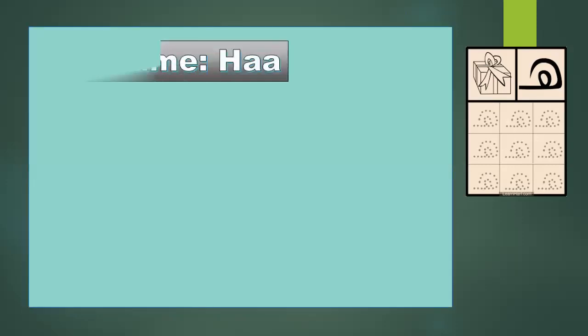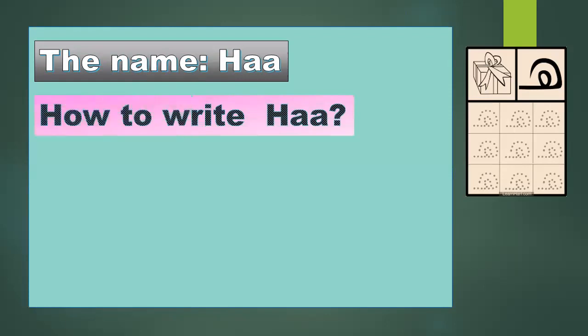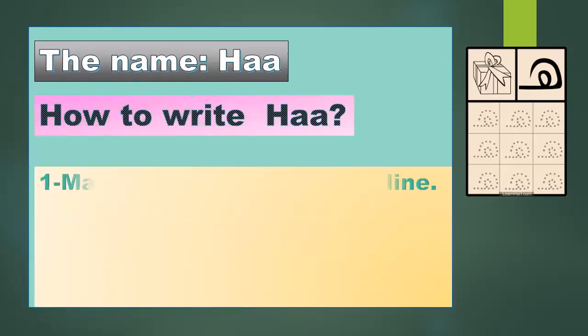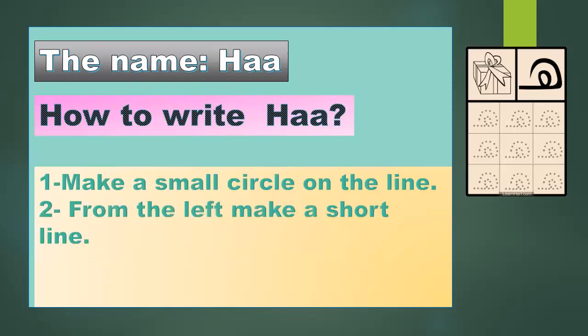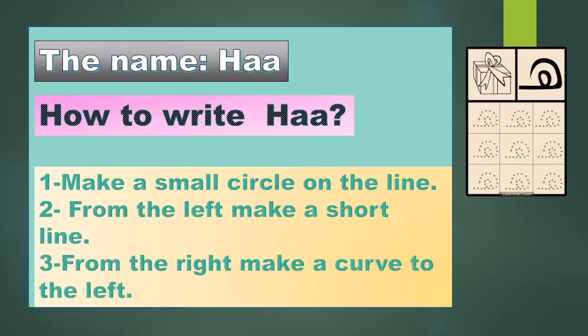Now we will learn the letter Ha. The name is Ha. Please repeat after me. Ha. Ha. How to write Ha? Make a small circle on the line. From the left, make a short line. From the right, make a curve to the left. Yes, it's Ha.